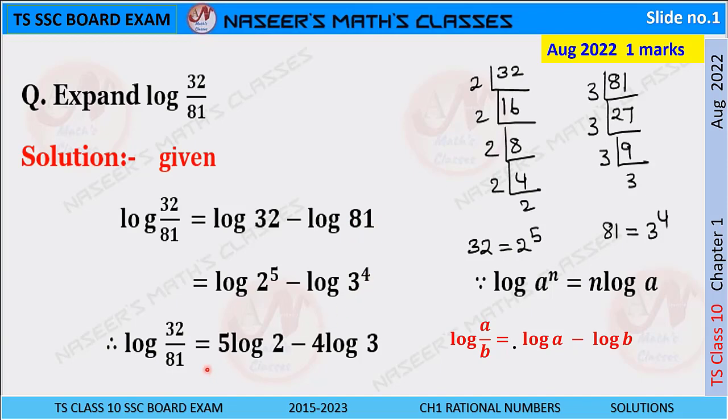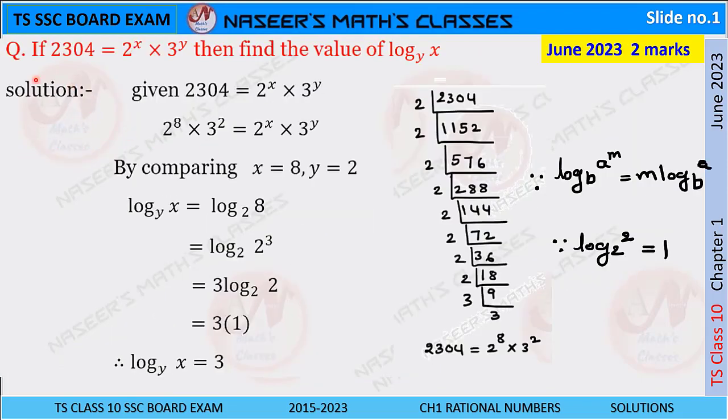Then we can write it as log 2 power 5 minus log 3 power 4. Here log 2 power 5 is in the form of log a power n is equal to n log a, and log 3 power 4 is also in the form of log a power n is equal to n log a. Then we can write log 2 power 5 as 5 log 2 and log 3 power 4 as 4 log 3. Therefore log 32 by 81 is equal to 5 log 2 minus 4 log 3. This is the expanded form.